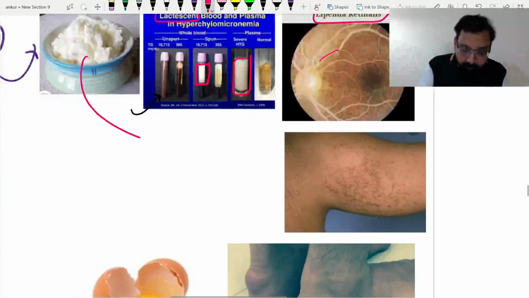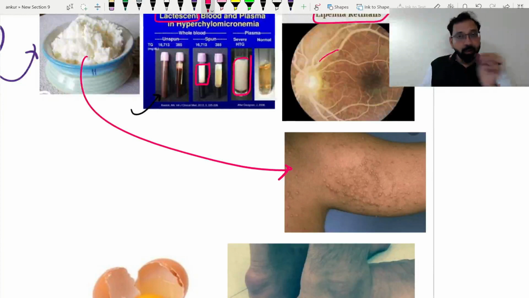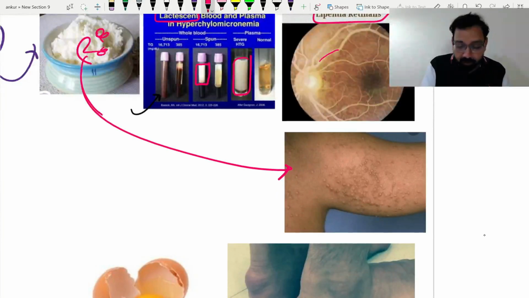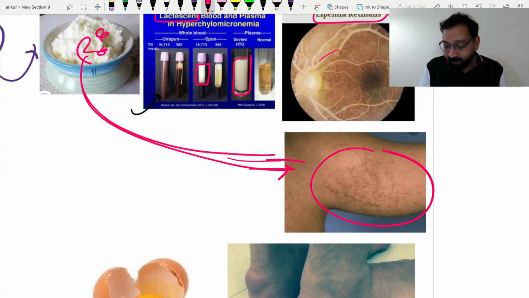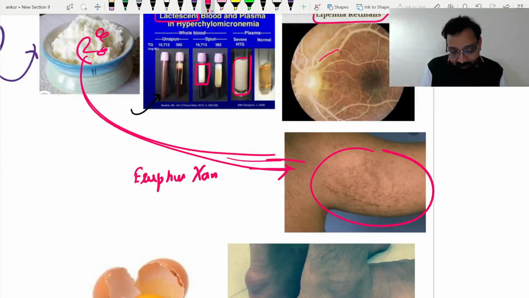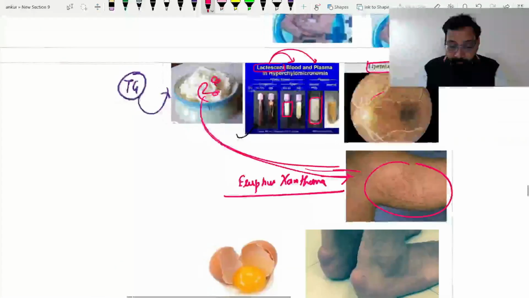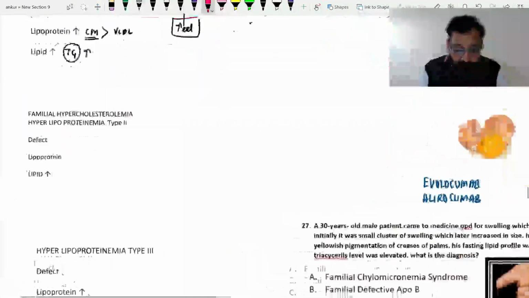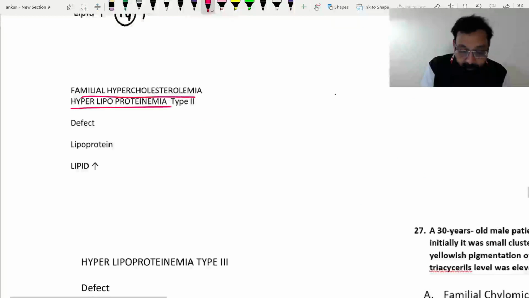White butter is granular, so this is a mnemonic. It is not a concept, it's a mnemonic. If you deposit this white butter subcutaneously, it will appear like this, and this is called eruptive xanthoma. Eruptive xanthoma. Now, this is type 1 hyperlipoproteinemia; next, type 2 hyperlipoproteinemia, or familial hypercholesterolemia.